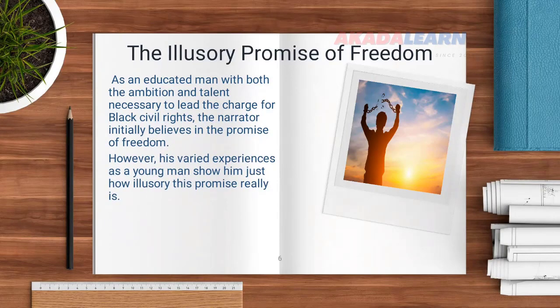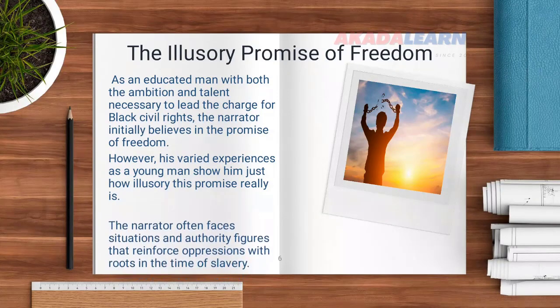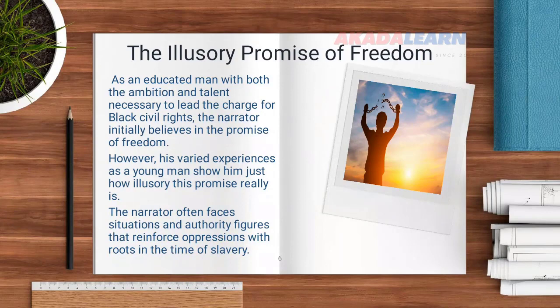However, his varied experiences as a young man show just how illusory his promise really is. He's a young man and there are so many forces around him, and he did not understand the plans of politics and how people were subduing the efforts at ensuring that the black people rise. The narrator often faces situations and authority figures that reinforce oppressions with roots in the time of slavery. There were people, there were situations, there were authority forces that were ensuring that the blacks never rise, no matter what, they remain where they are, and the whites will always be seen as supreme, while the blacks will always be seen as inferior. These oppressions consistently kept freedom out of reach.